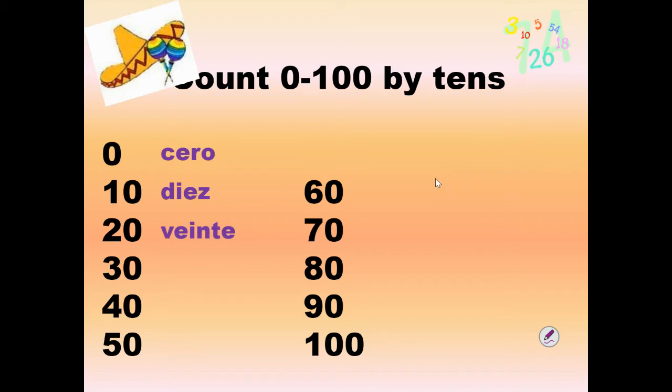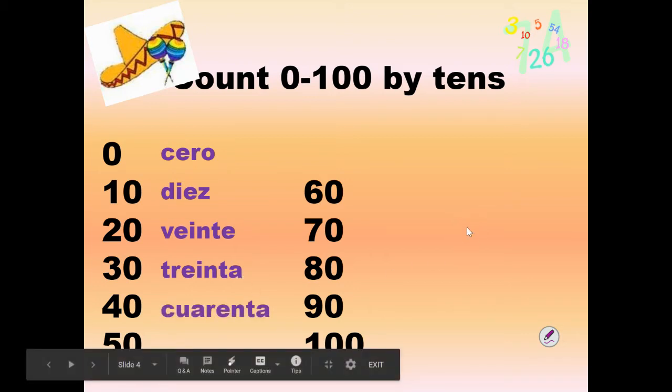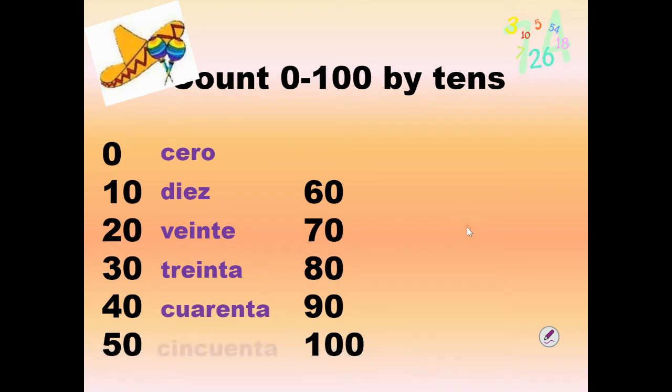And now look at this one, treinta. It's like tres and trece, right? So if you want to say 31, treinta y uno, right? 35, treinta y cinco. So you really need those 1 through 9 really well. All right, cuarenta is 40. Do you see how it kind of looks like cuatro at the beginning? Cincuenta looks a little bit like cinco, right?